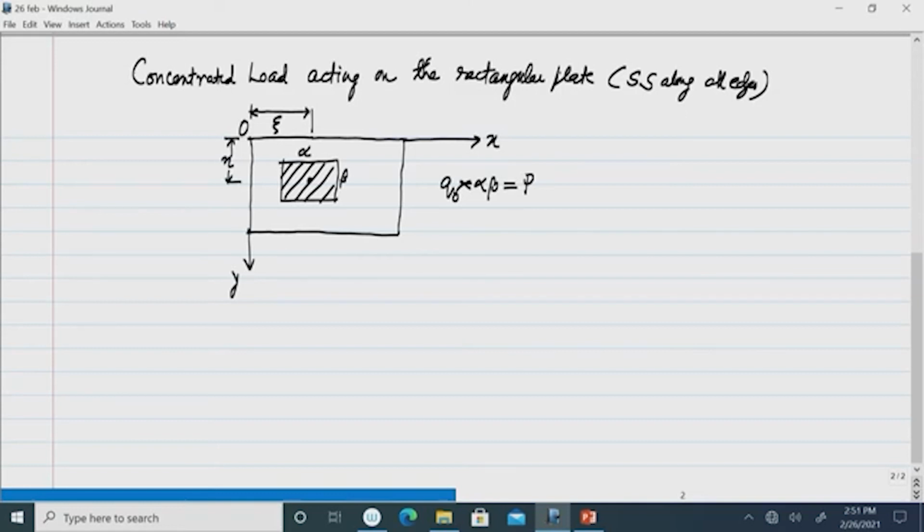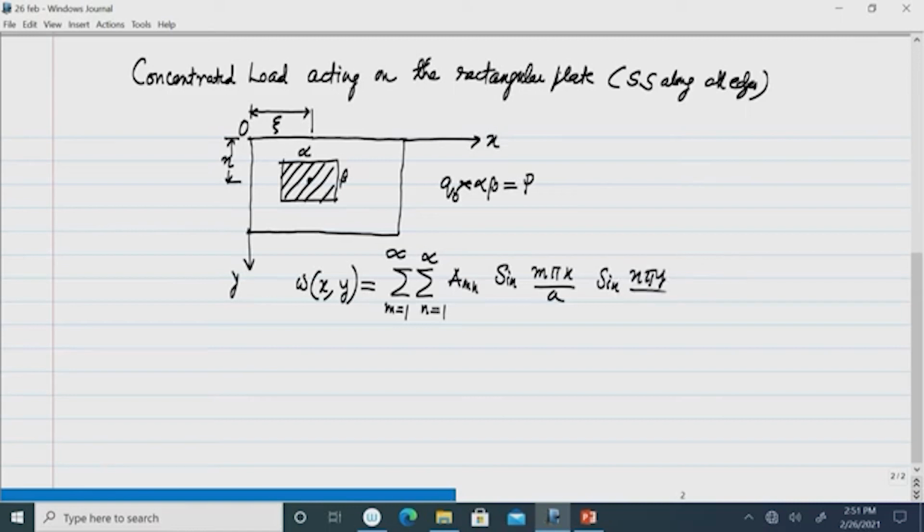Now, with the help of this, we have derived earlier the expression of the deflected surface. The expression of the deflected surface was W x y equal to the double sum, m varies from 1 to infinity, of A m n sin m pi x by a sin n pi y by b. This is our original expression for the deflected surface, where A m n is equal to 4 Q m n divided by D a b pi to the power 4 into m square by a square plus n square by b square, whole square.